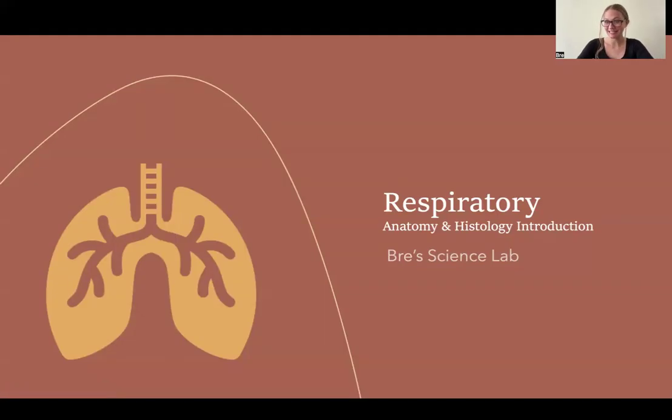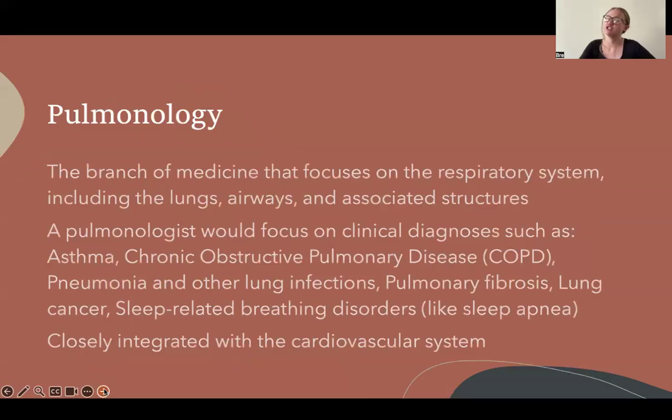Today we're starting a new system, the respiratory system. So this will just be a very general, basic introduction to the anatomy and histology of the respiratory system. We're going to start off with the definition of pulmonology, though. That's the branch of medicine that focuses on the respiratory system. So that's the lungs, airways, and all the associated structures like your vocal cords.